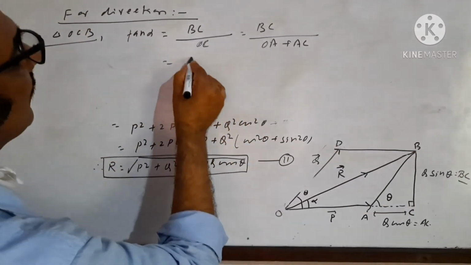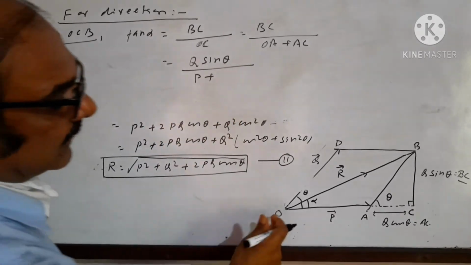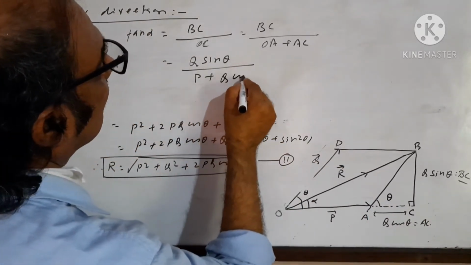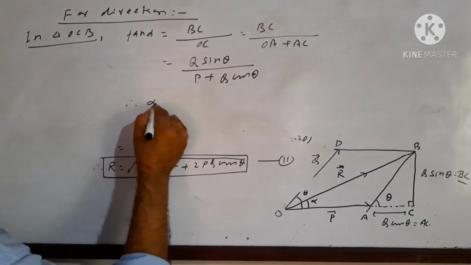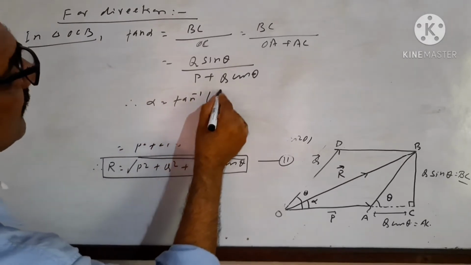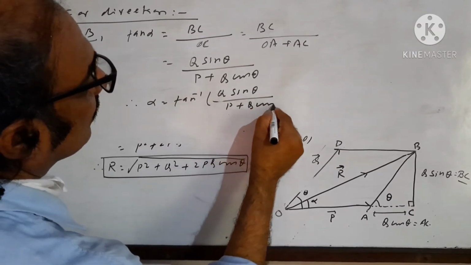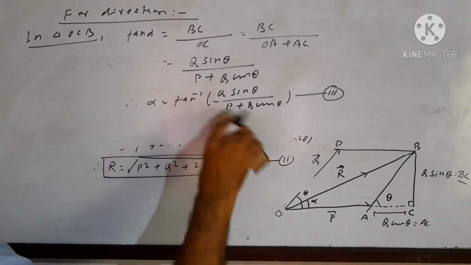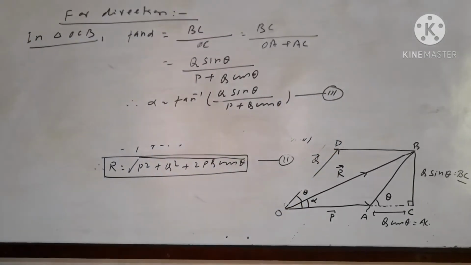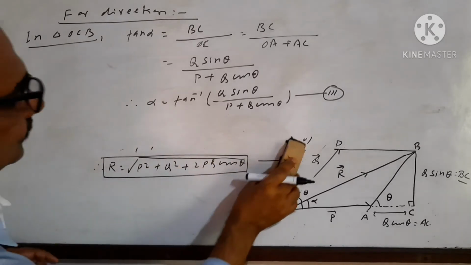BC equal to Q sin theta, by OA, P plus AC, Q cos theta. So this is the expression for angle alpha equal to tan inverse of Q sin theta by P plus Q cos theta, equation number 3. And for equations 2 and 3, there must be a discussion of the different cases, like case 1 and case 2.